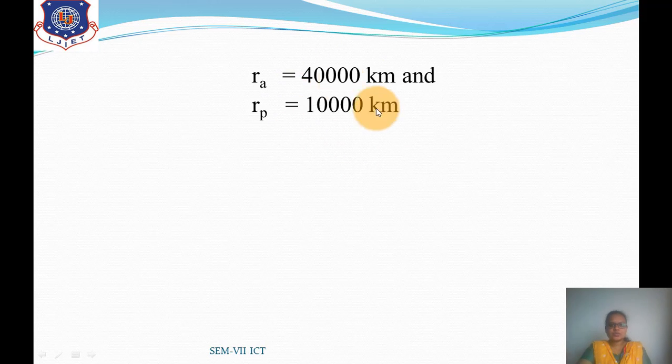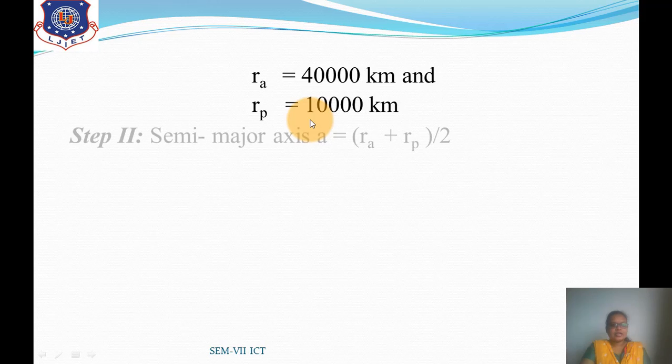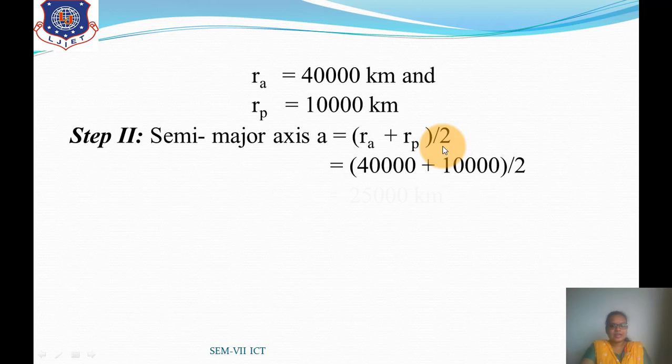Once you find Ra and Rp, the formula for the semi-major axis A is equal to Ra plus Rp divided by 2. That comes from the same apogee distance and perigee distance formula, right? Make A the subject and you will find that it is Ra plus Rp divided by 2. So substitute the Ra and Rp values in this equation and divide by 2. You will get 50,000 divided by 2, that is 25,000 km.